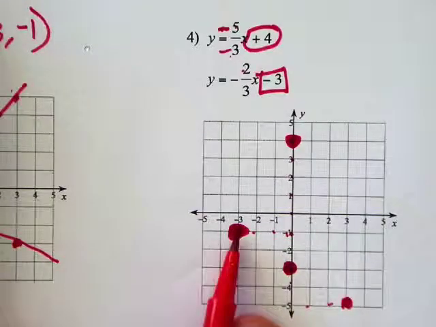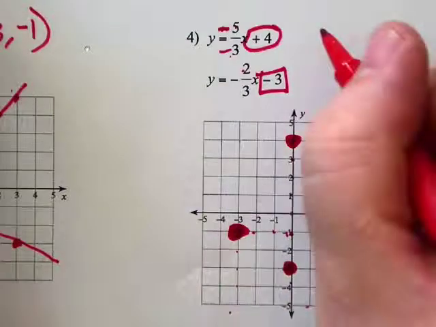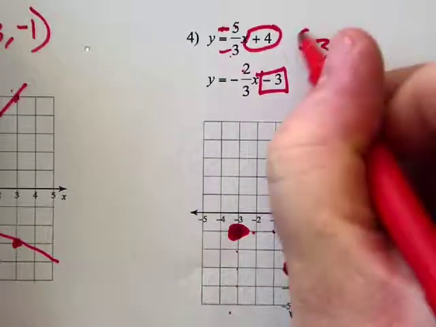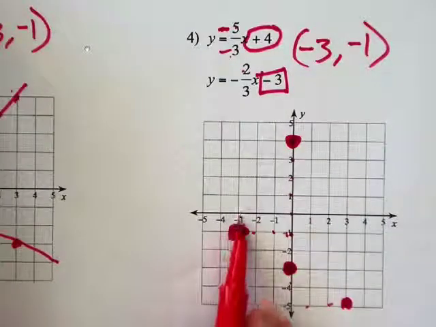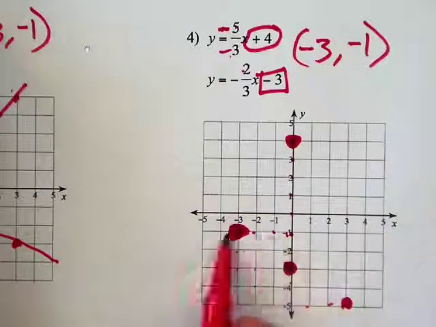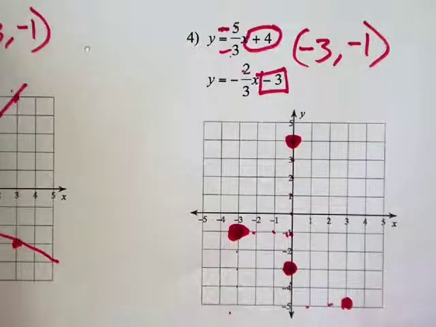Okay, so that's the answer. So my answer here is also negative 3, comma, negative 1. Because we go over, so our x is negative 3 and our y is negative 1.